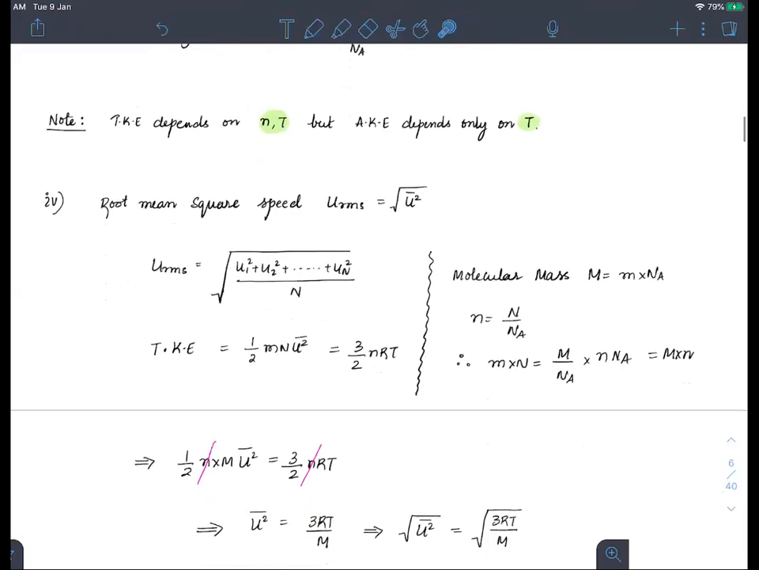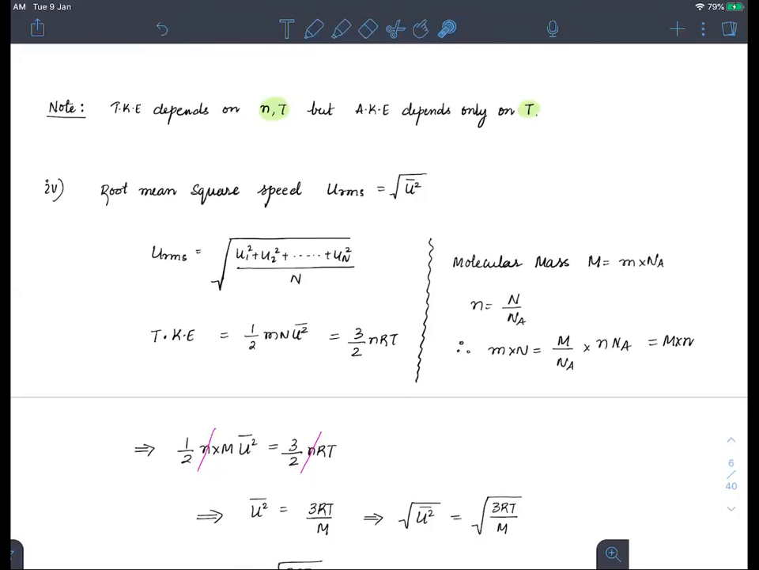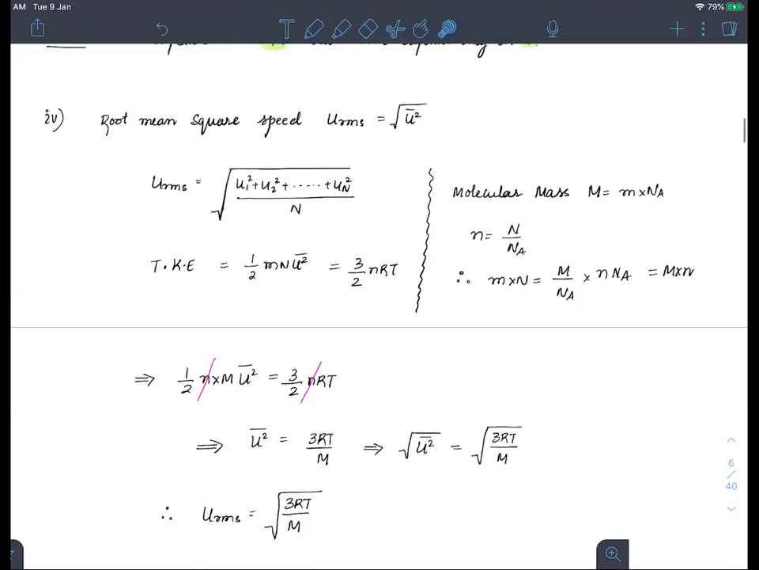Now coming to the root mean square, URMS can be represented as the root of the mean square speed, correct? These are the summation of all the squares divided by n, which gives us the mean. So total kinetic energy is written as half into mnu square, which is equal to 3 by 2 nRT. We just derived this earlier. Now I can write 3 by 2 nRT is equal to half into mnu square.